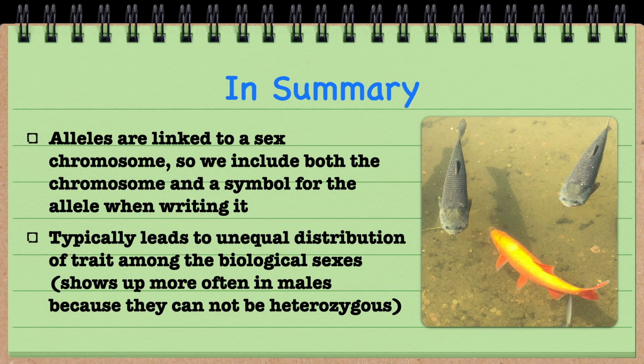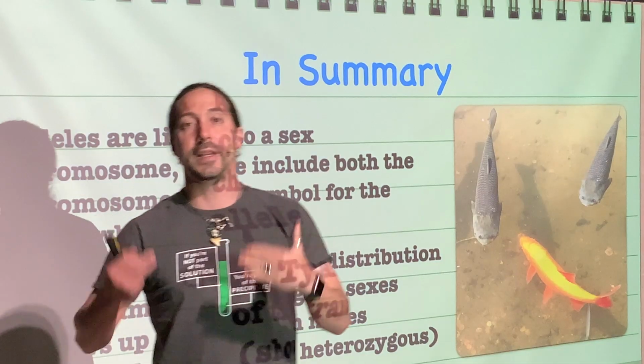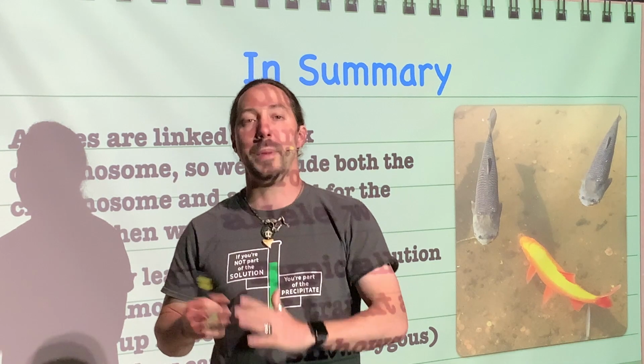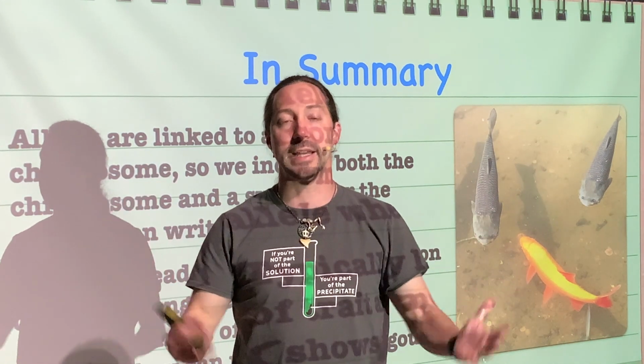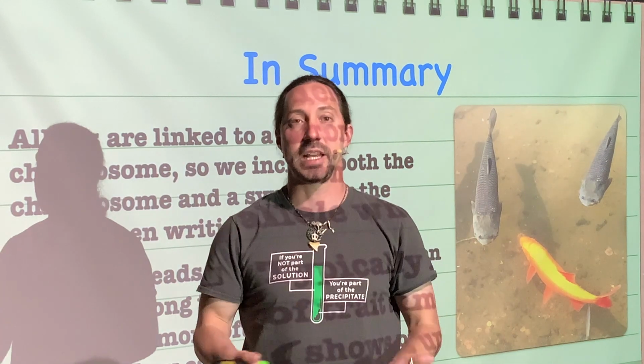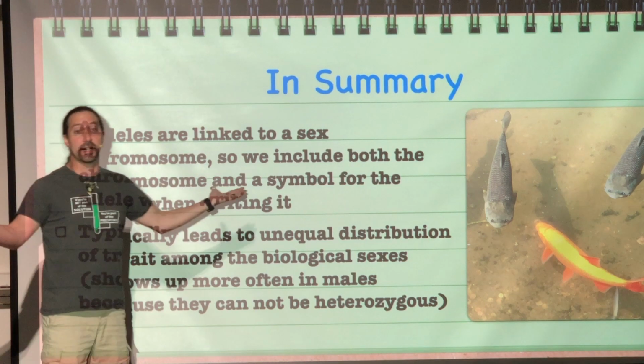And typically, these sex-linked traits lend themselves to having an unequal distribution amongst the different biological sexes. More often than not, these traits will show up in males than they will show up in females, because the males can't be heterozygous. They cannot mask the recessive allele. And that is sex-linked traits.